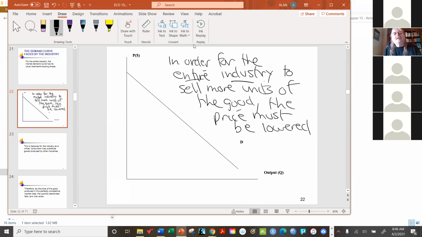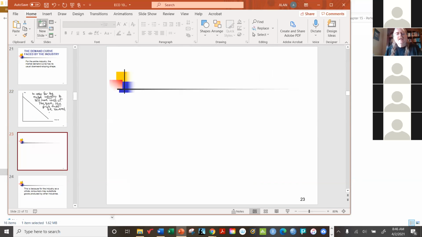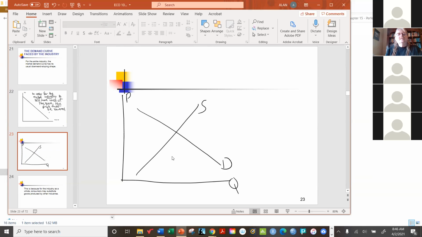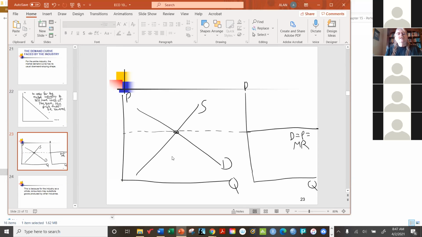Okay, but that's for the entire industry. The single firm, it doesn't work this way, as we've seen. Everybody chooses the price that coincides with the interaction of the market supply and demand curves. All right, so let me just quickly put that in there one more time. Whatever price this is, that's what the individual firms will charge. All right, so this is the market, and this is the firm.